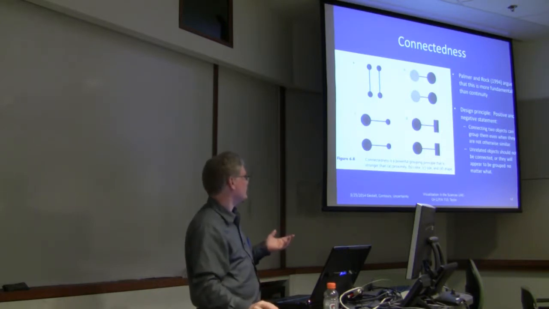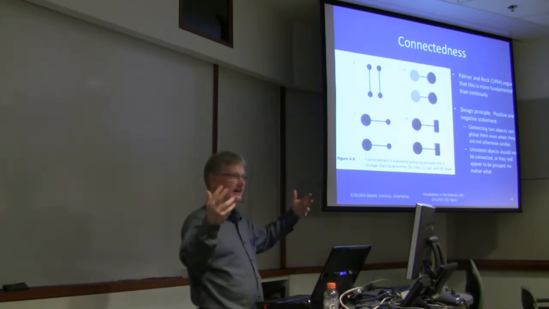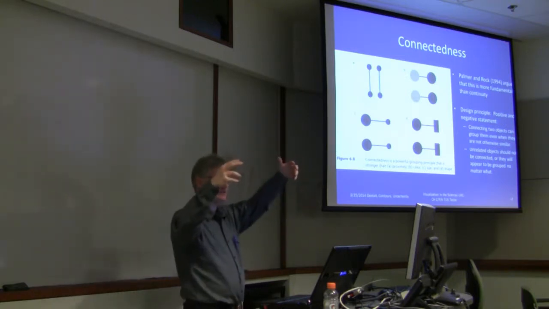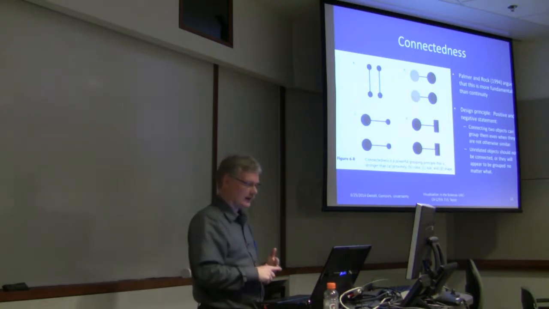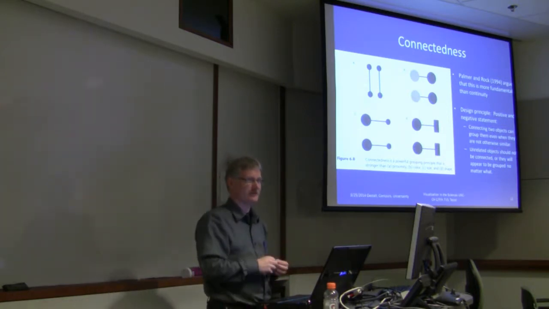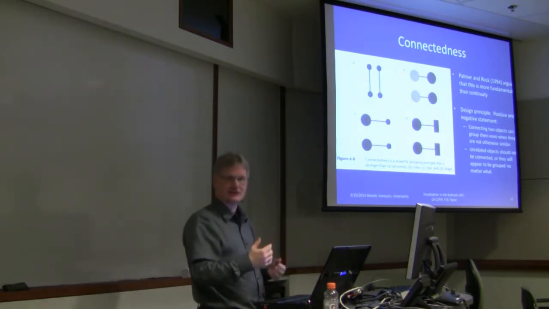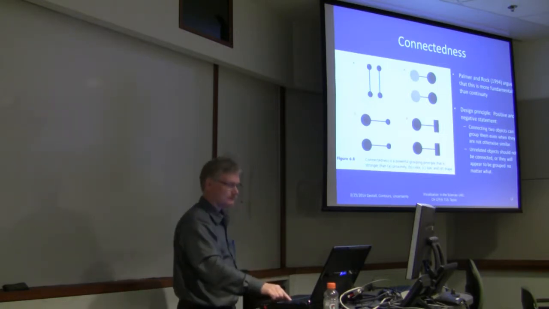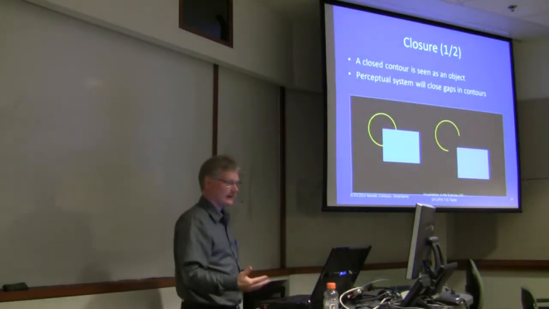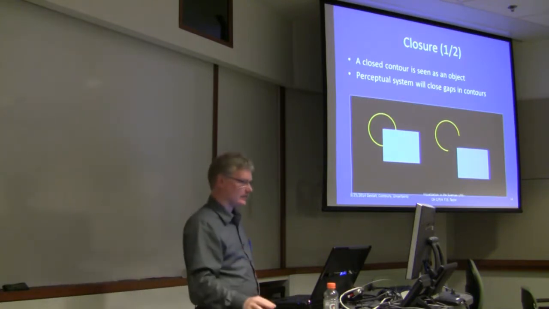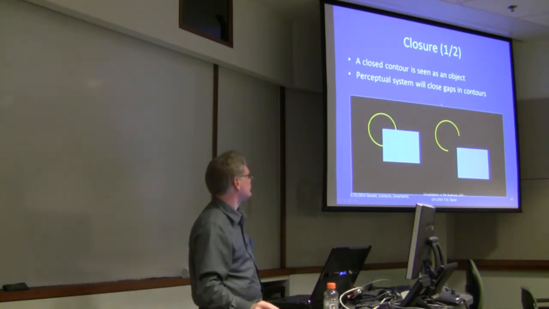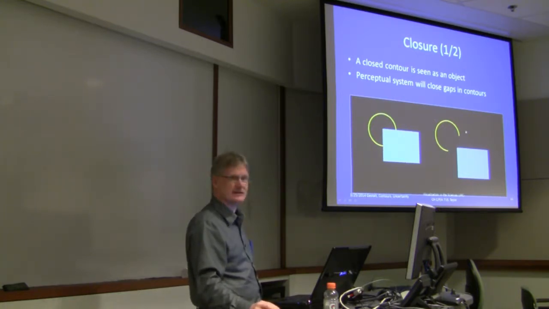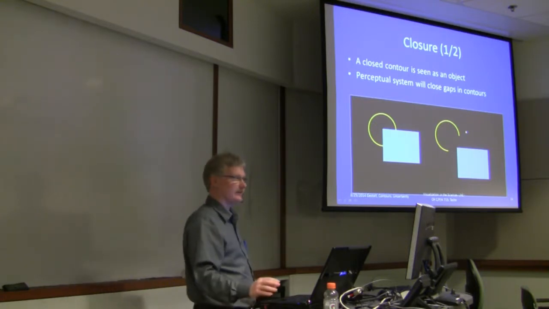All right, so here there are positive and negative design statements, right? You can connect two objects to group them, even if they're for other reasons separate in the scene or different colored. But don't connect them or they'll appear to be grouped no matter what you tell the user about different colors. Again, a closed contour is seen as an object, and our perceptual system closes gaps. So we perceive this as a ring behind a box, not this half Pac-Man shadow figure coming down and barely touching.